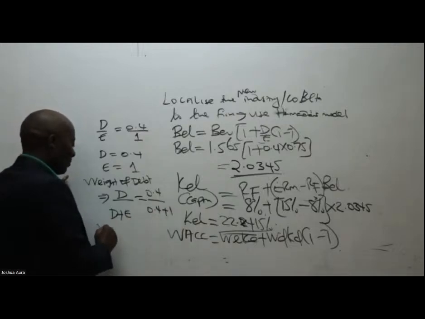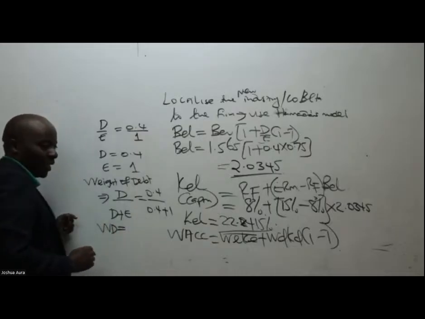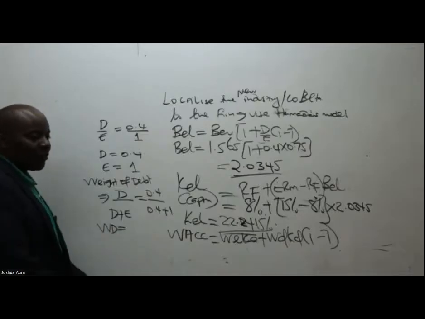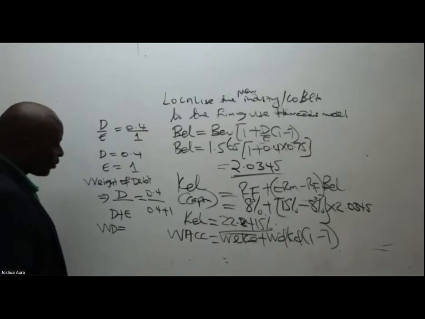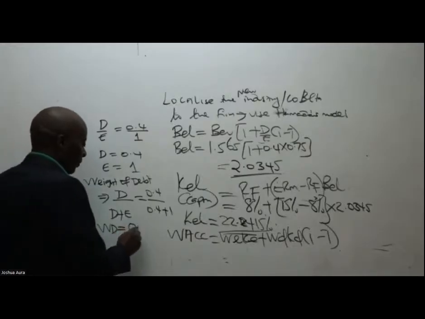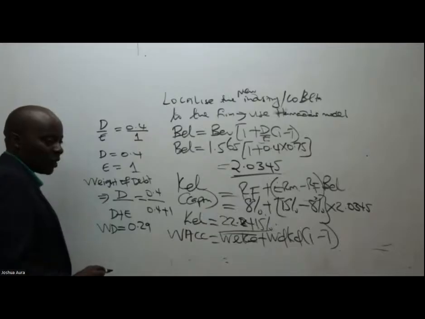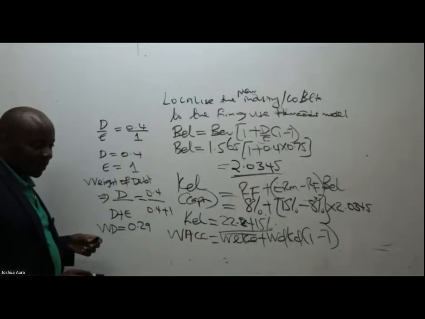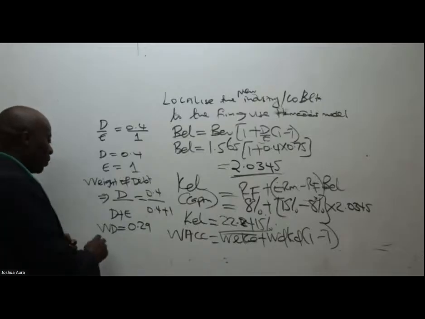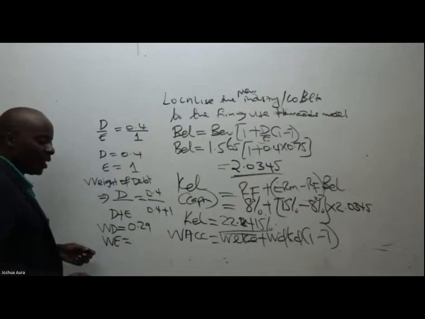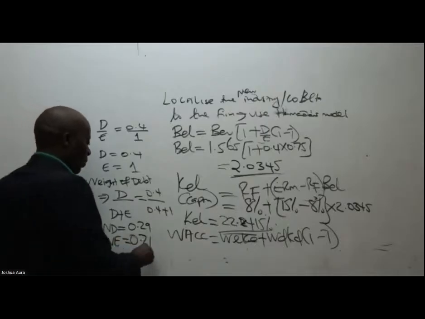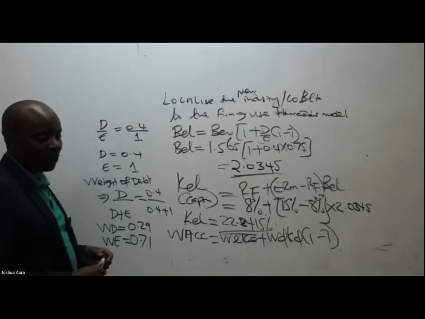So who can advise us here? What will be the weight of debt? Atieno says 0.29. What about the other students? 0.29. So then what is the weight of equity? 0.71. Thank you very much.